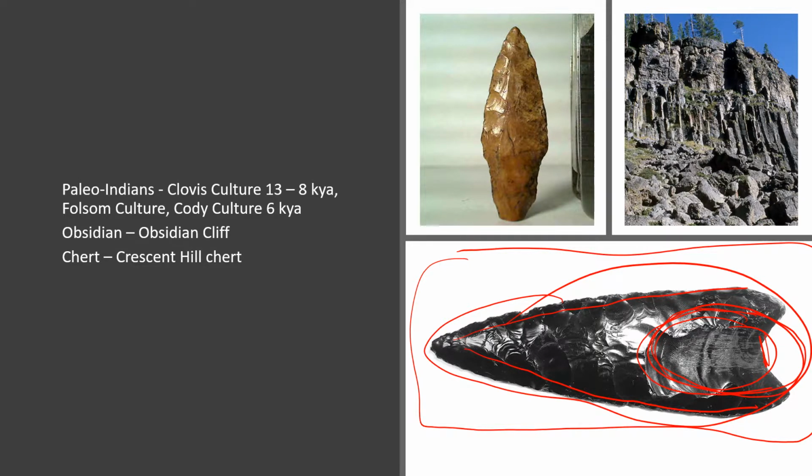And later on, around 8,000 years ago, there was a paleo-Indian culture that arose in the region of Yellowstone that's now called the Cody culture, because the original artifacts of this culture were discovered near Cody, Wyoming, which is just east of Yellowstone National Park. And so this is a Cody culture arrowhead.